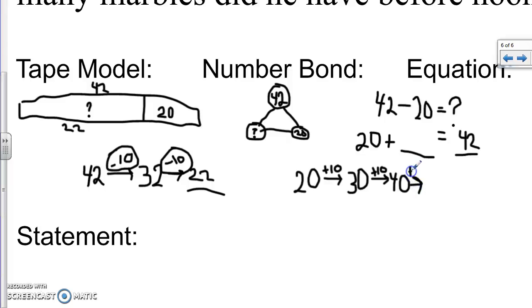40 plus one more would be 41. Am I at 42 yet? Nope. So I got to add one more to get to 42. Now don't stop there because you have to fill in the missing number. So I added 10, then I added 10 more, which is 20. 20 plus 1 is 21, 22. I know that the missing part once again is 22. So no matter which equation made more sense to me, I used the arrow method, and I got the missing part of 22.